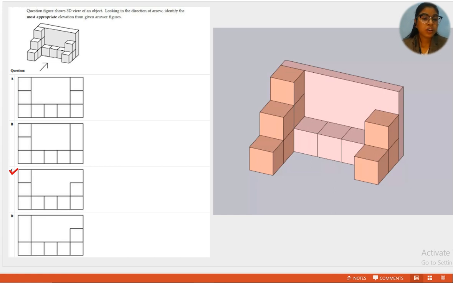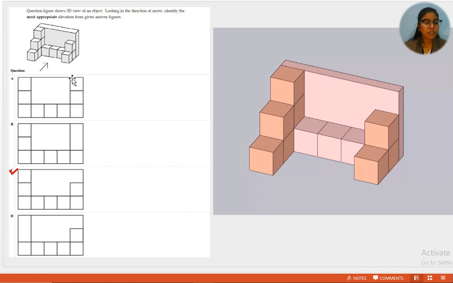Coming to the next question, the question figure shows a 3D view of an object. A 3D view of an object is given to you. Now, looking in the direction of the arrow, identify the most appropriate elevation from the given answer figure. The arrow direction is also mentioned. What you have to do is find the most appropriate elevation, that is, the front facade of this given 3D figure. Now look, what is the difference between options A, B, C and D? The difference is this right hand side part, as you can see in all four options.